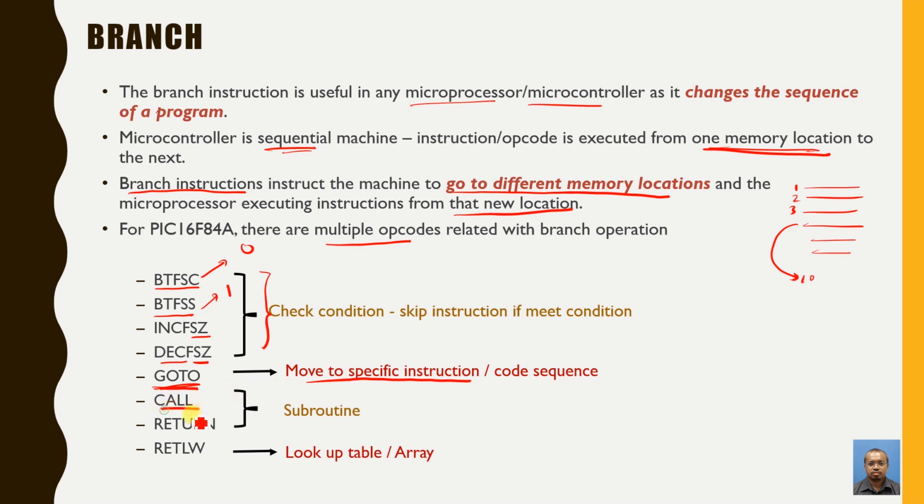And then there is CALL and RETURN. This is basically used for subroutine. Subroutine is basically a function. If you're familiar with C programming, when you call a function, it will go to that function, do certain jobs, and then come back to the original sequence that was saved into the stack. So that's basically the subroutine. And then RETLW. Okay, RETLW is actually a lookup table or array. Later on we will have some examples of this.